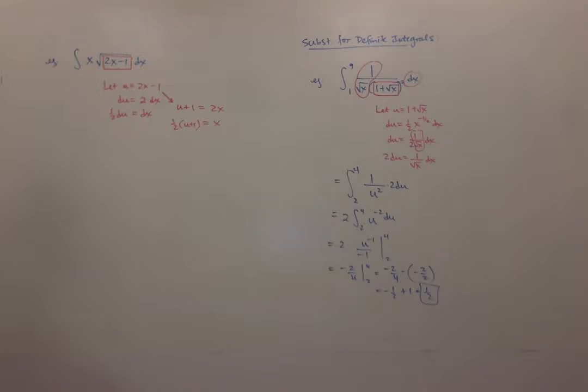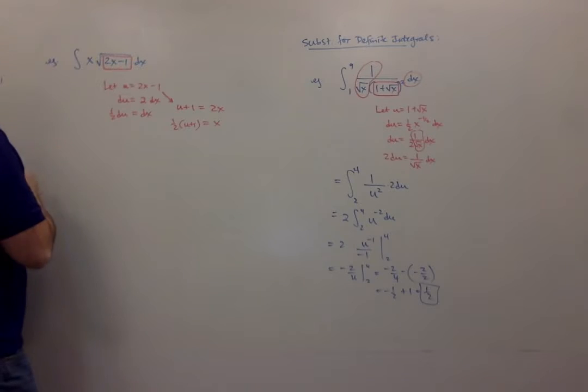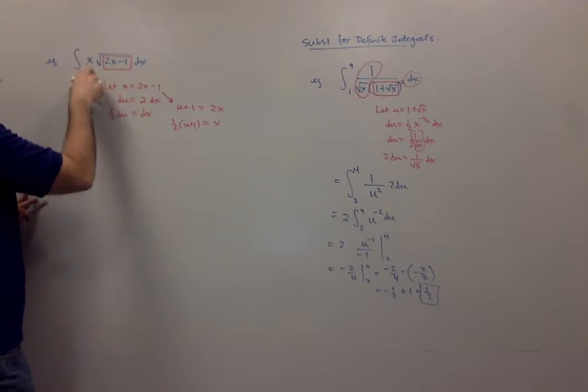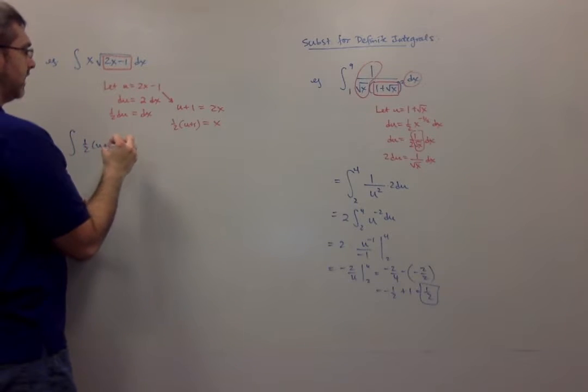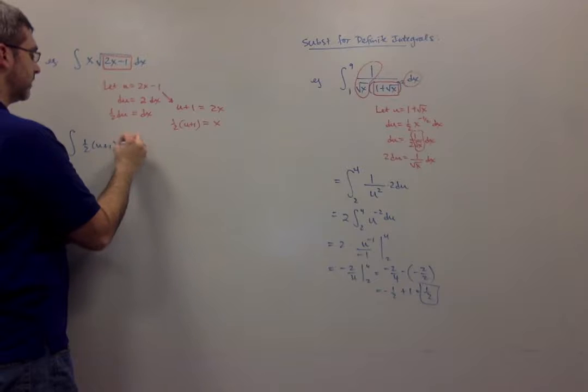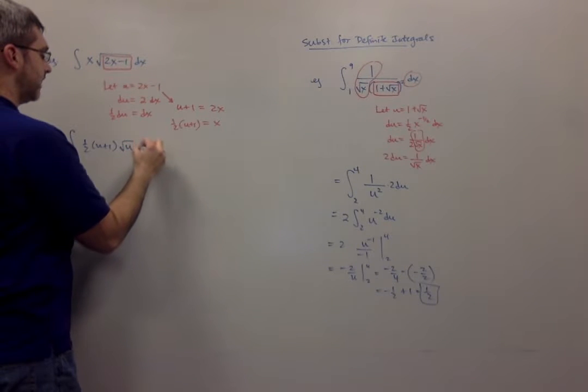And I end up getting an expression for x here, and I can substitute that in right there. So if, for the x, I put in 1/2 u plus 1, and then for this is going to be the square root of u, and then the dx ends up being 1/2 du.